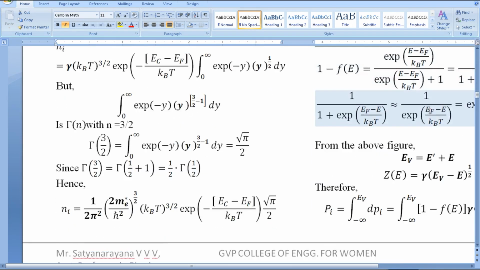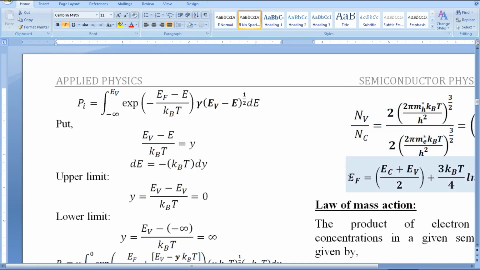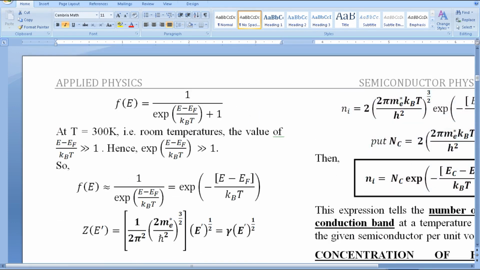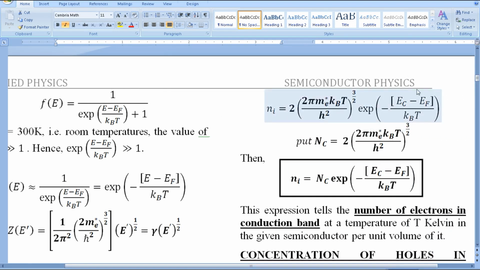You can recall here. For the conduction band case, yes, this is the term. It is actually EF minus EC if you pull this minus sign inside. Okay.